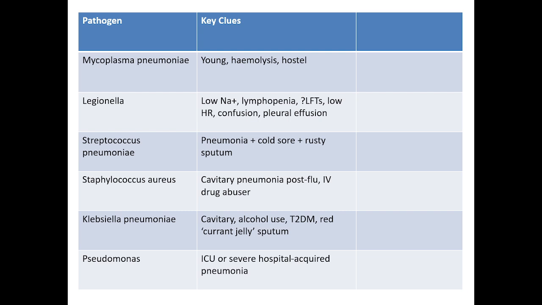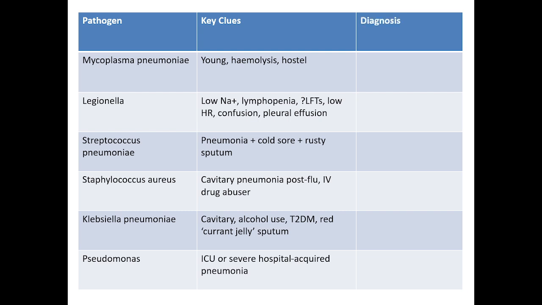After that, we have Pseudomonas. It is a common organism among the patients of the ICU, or it is a common organism for severe hospital acquired pneumonia. So we know now the key clues how to diagnose the organisms on the basis of the history. Now let's move towards the diagnosis.